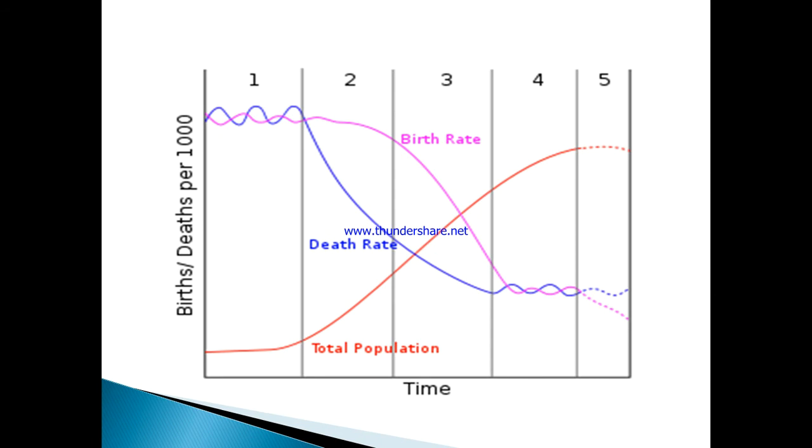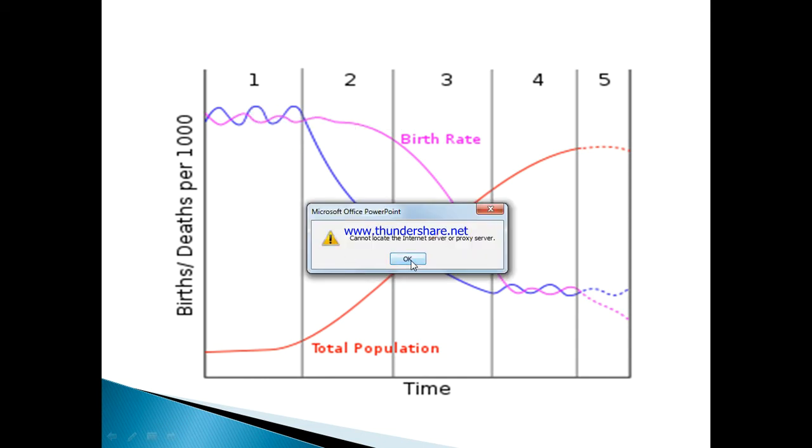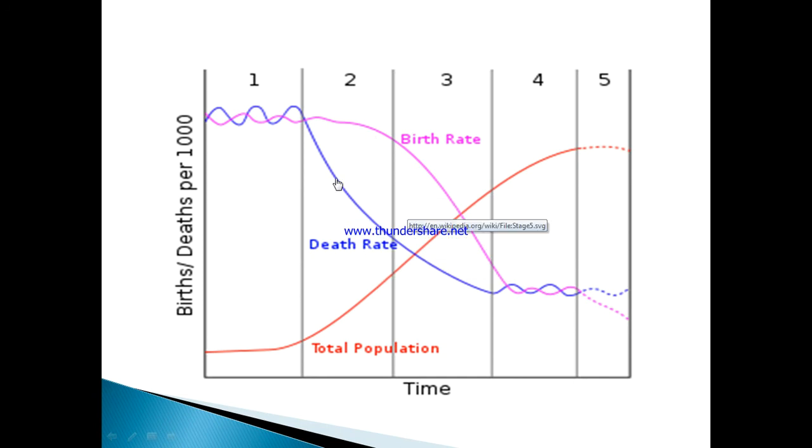This model can be explained. This is the first stage, and in here the birth rate and death rate are more or less the same. In the second stage, the death rate is sharply decreasing, and the birth rate is gradually decreasing. In the third stage, birth rate is sharply decreasing and death rate is also decreasing.